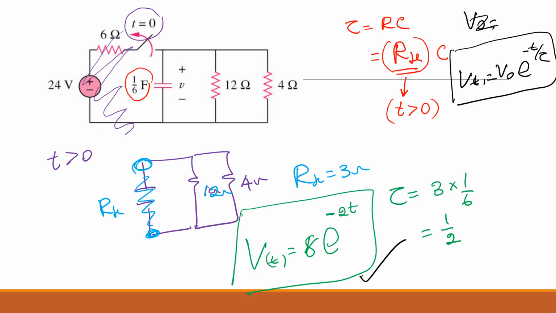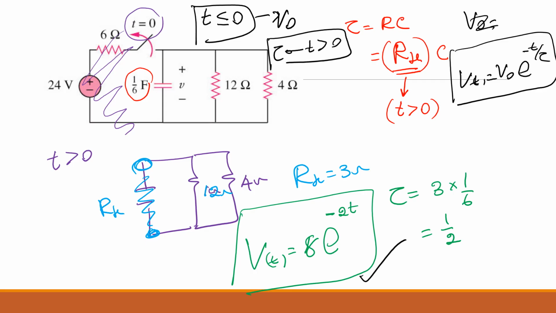In this one, the switch was closed for a long time and then it is open. Sometimes in some questions they say the switch was open for a long time and it is closing when the time is equal to 0. It depends on the question. If you remember this, to find the V naught you consider the circuit at time less than 0. To find the tau, you always use the circuit at time more than 0. Remember those two, and then you will be able to draw the circuit.